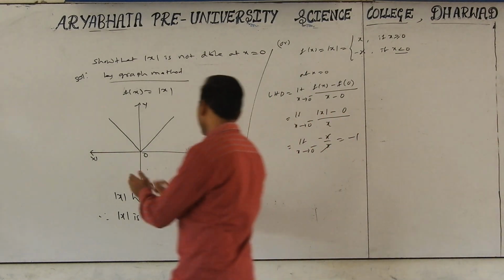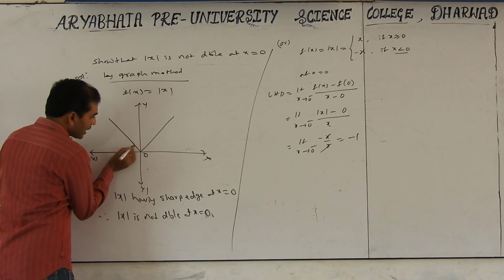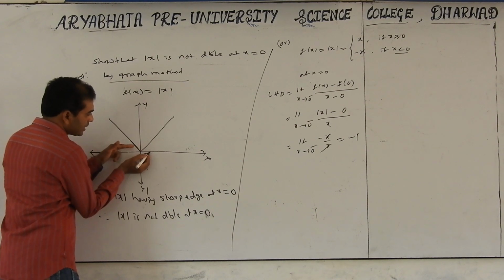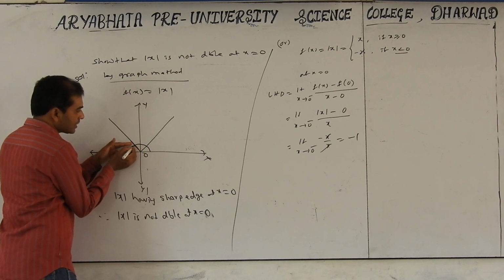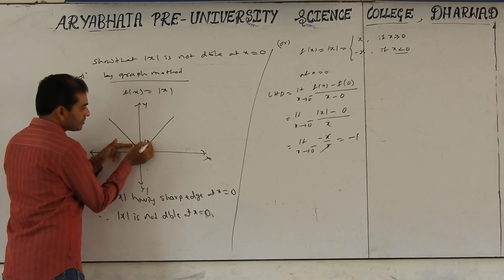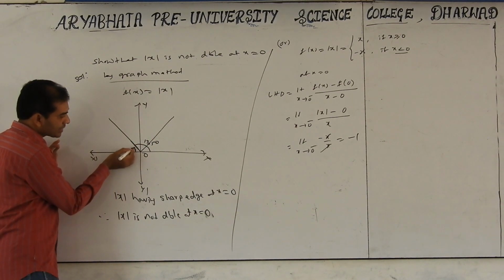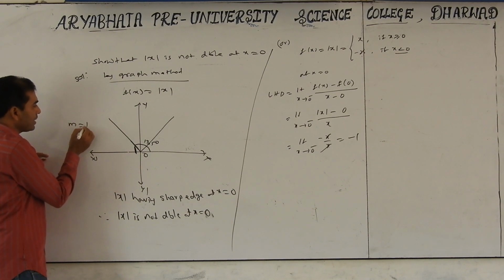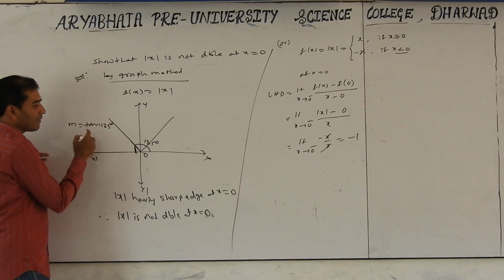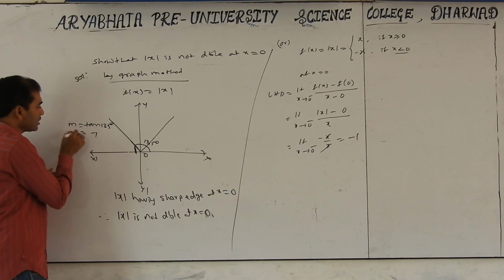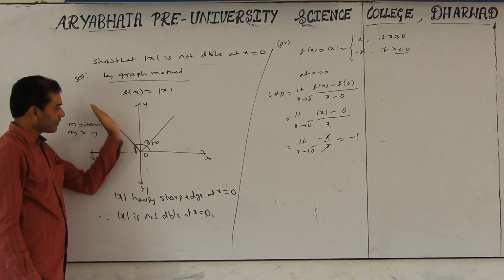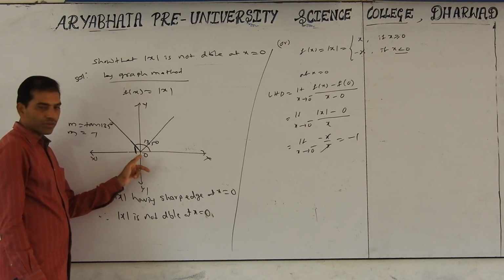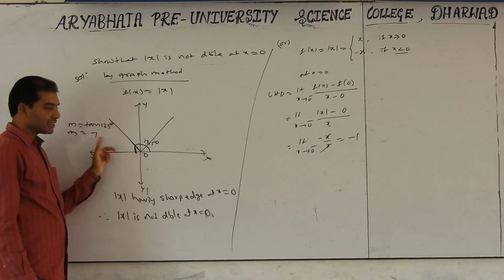So the left derivative at 0: if you take the tangent, this tangent makes an angle of 135 degrees with the x axis, in the left neighborhood of 0. The slope of the tangent m is equal to tan 135, and tan 135 is equal to minus 1. So the slope in the left neighborhood of 0 is minus 1.